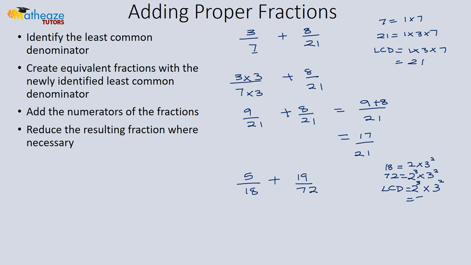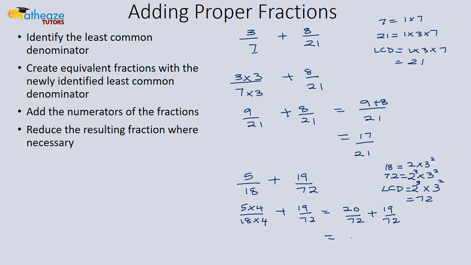So this is going to give us 72. So what do we need to multiply 18 by to get to 72? That would be 4. So what we're going to end up with is 5 times 4 over 18 times 4 plus 19 over 72. So this is going to give us 20 over 72 plus 19 over 72.